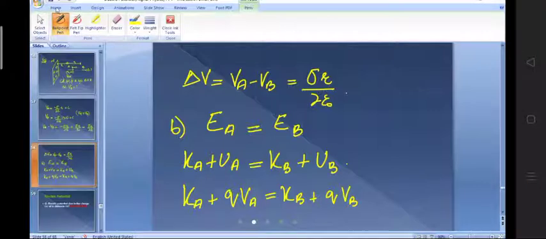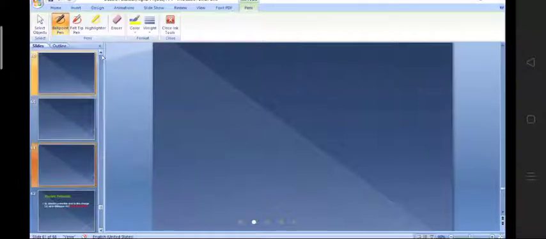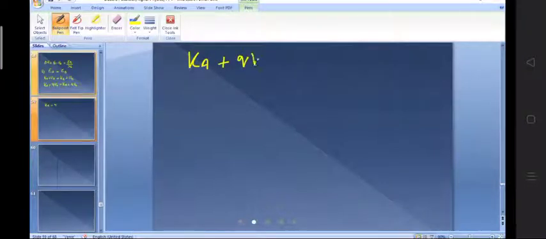So you concentrate here. Okay, pay close attention, son. So concentrate here. So what I will do is this. Now here I will write down the kinetic energy at point A plus charge multiplied by potential at point A, which is the potential energy of the charged particle at point A, is equal to kinetic energy of the particle at point B plus Q multiplied by potential at the point B.